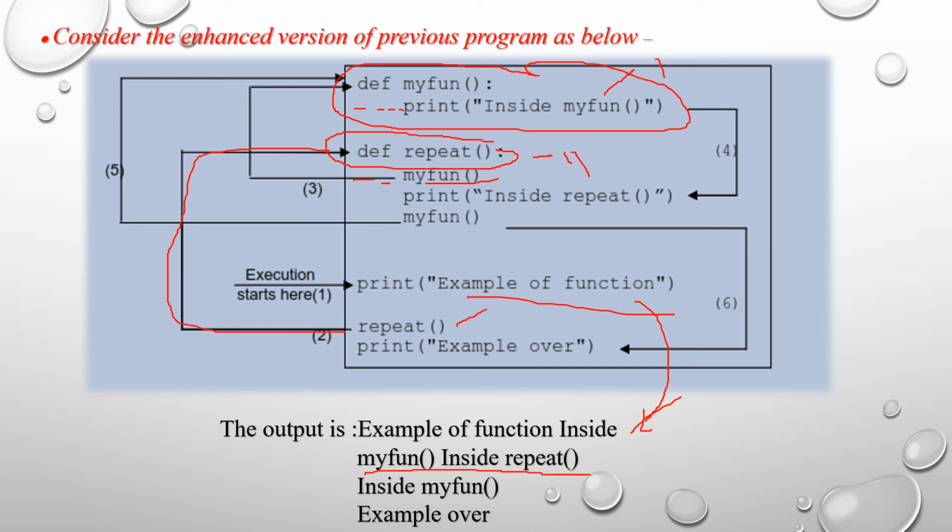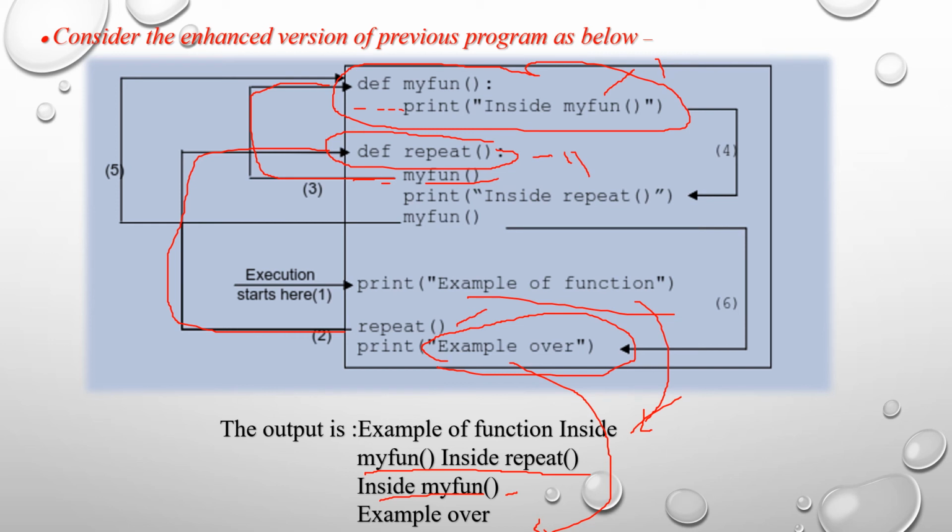After that, again we called my fun. So my fun is moved to the first definition, and the first definition's print statement is inside my fun. So the third execution is inside my fun. At the end, the interpreter is going to execute the print example over. So at the end, print example over is executed.